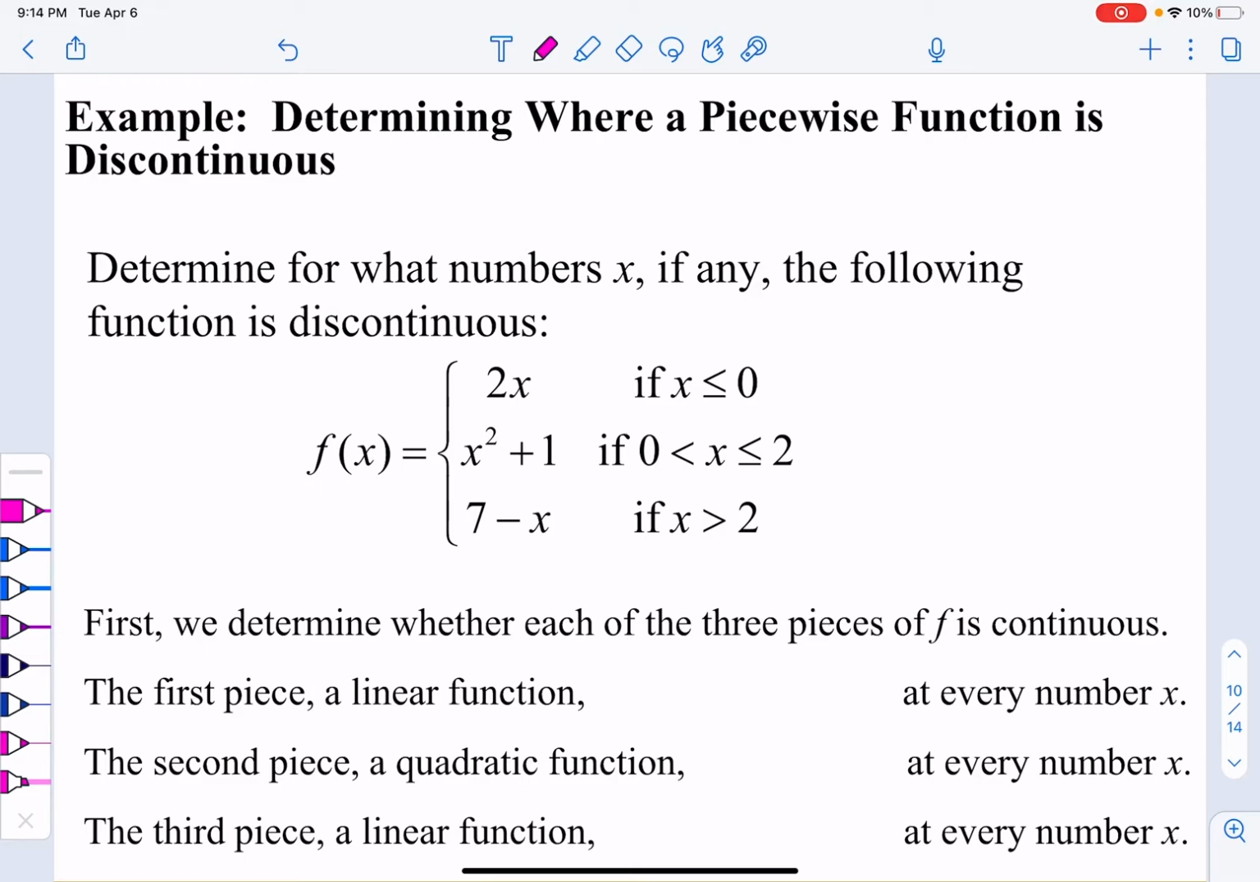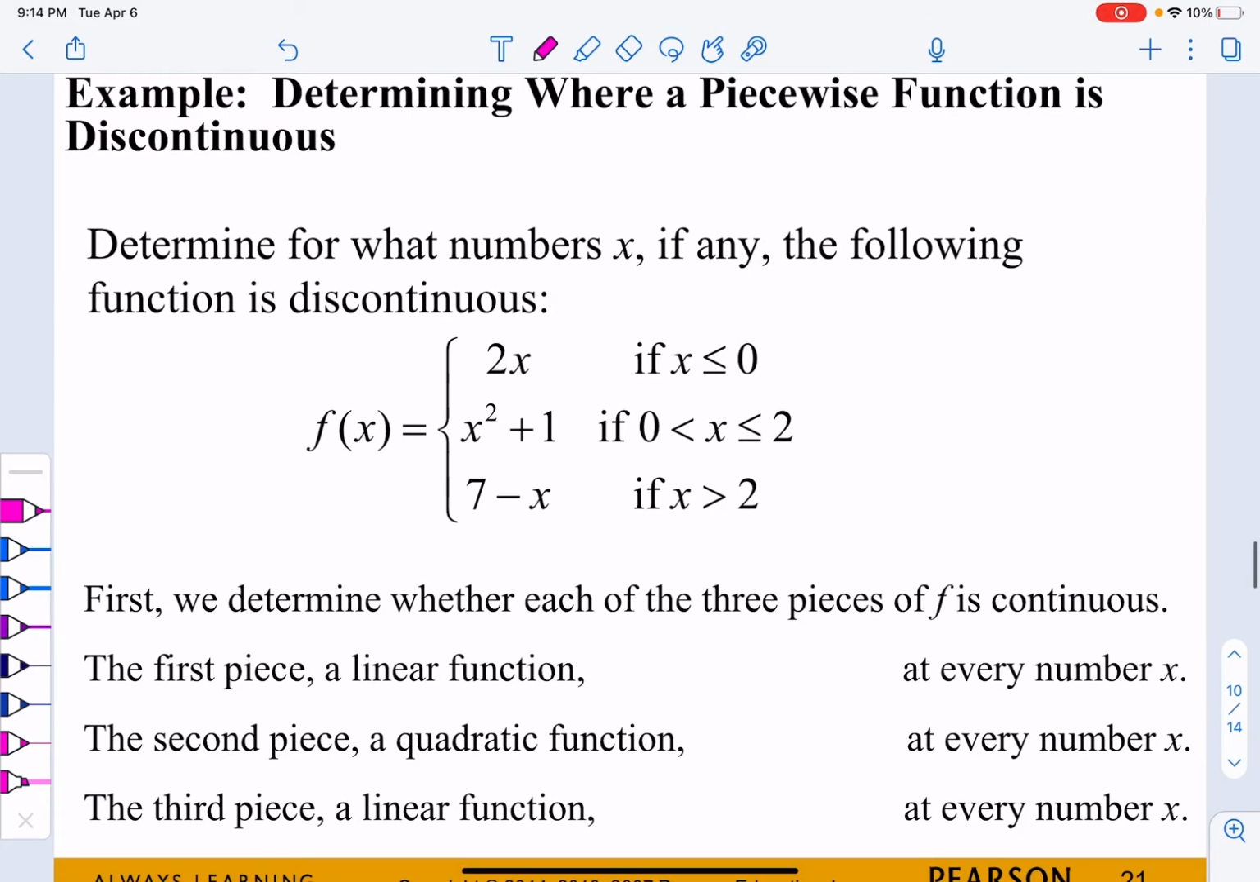And the third piece is 7 minus x if x is greater than 2. So it says first we determine whether each of the 3 pieces of f is continuous. If we look at that first piece, we have a 2x. 2x tells us that this is a linear function. Is there any limitation to a linear function? This is going to end up being continuous for that piece of our function, right? Linear. There's no limitation to that.